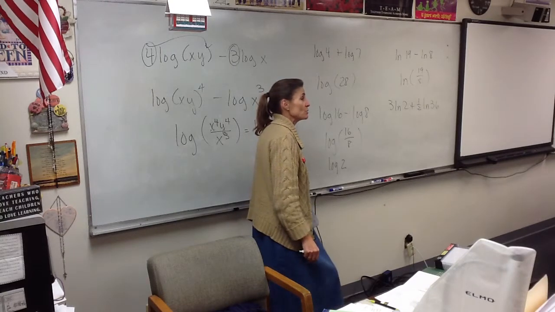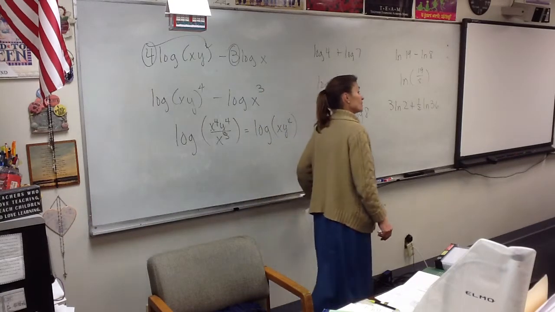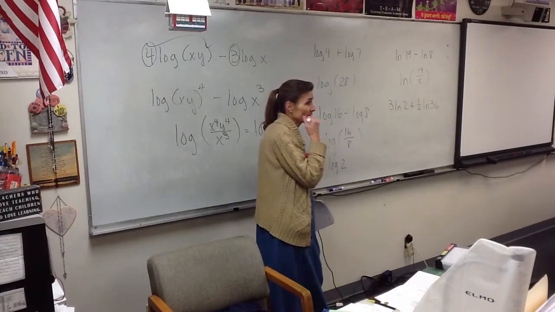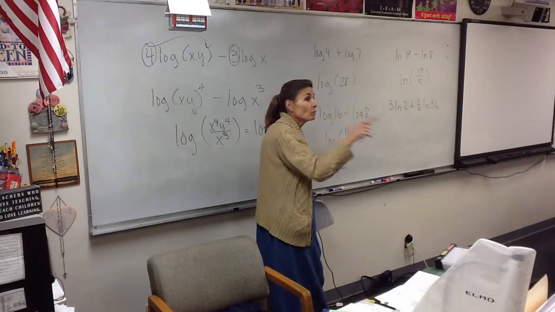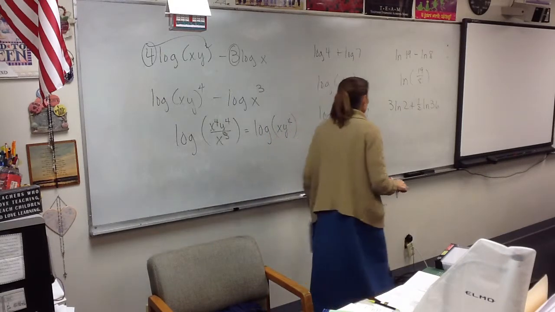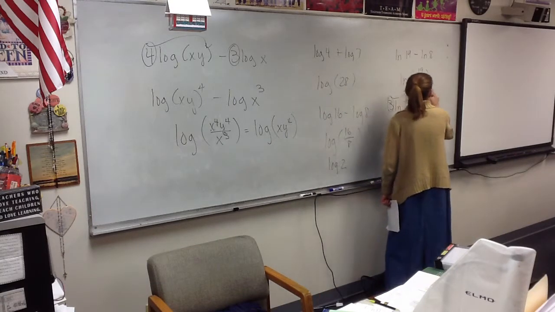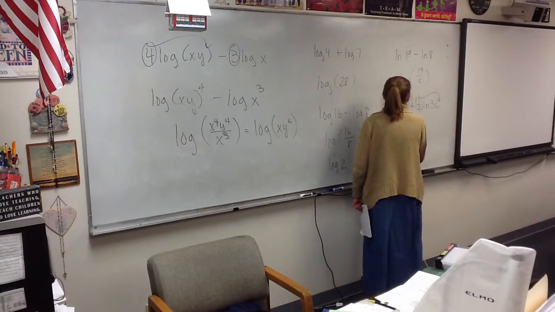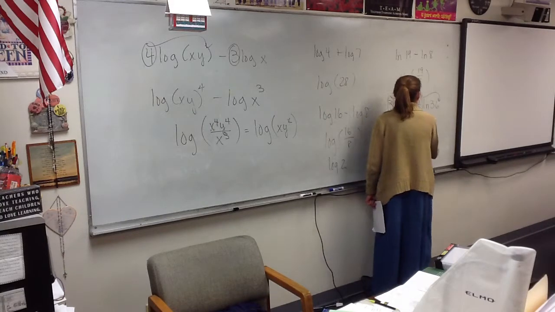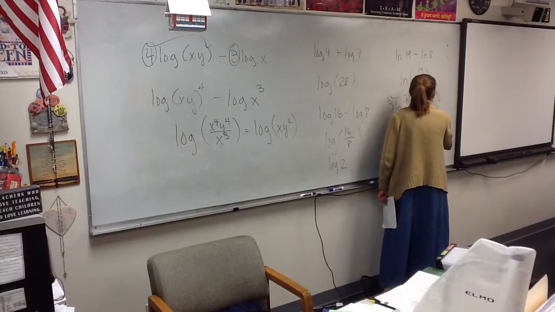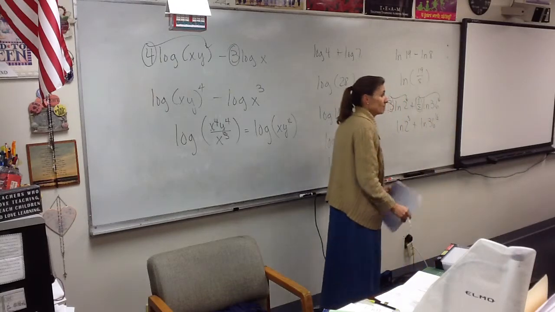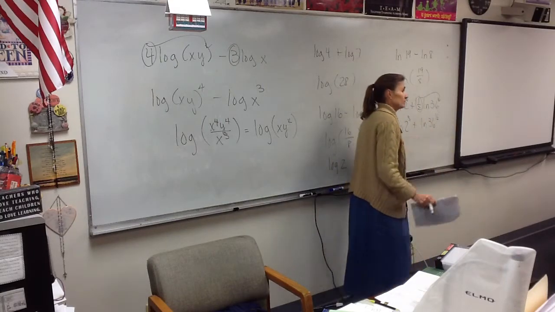Looks very scary, but you can handle it. How do I start? Move the front number to an exponent. Very good, Tyler. Move both of them. So I'm going to have ln 2 cubed plus ln 36 to the 1/2. Now we've got to simplify this. What's 2 cubed? 8.